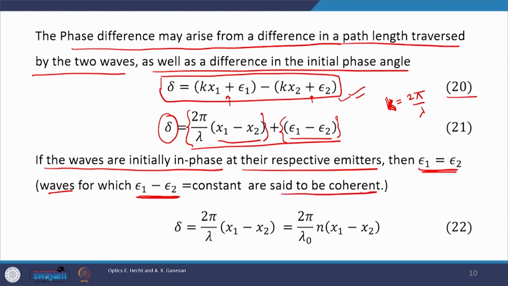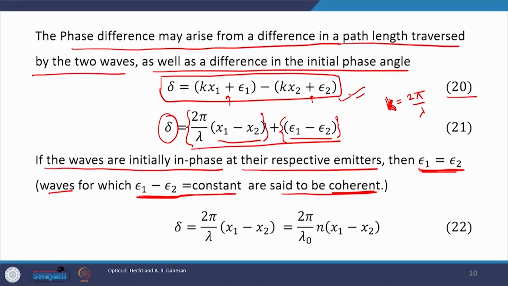In particular, waves for which this difference epsilon 1 minus epsilon 2 is constant throughout are said to be coherent. We will discuss more about this phenomenon of coherence in later lectures, but just to start with, if we have two waves which have their own respective initial phases, and the initial phase difference is constant throughout the motion, the waves are said to be coherent with each other.